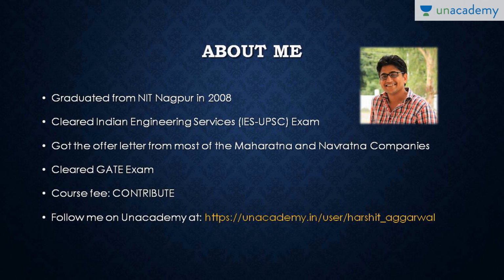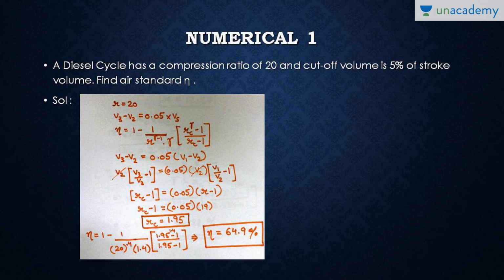To start with the very first numerical, it says a diesel cycle has a compression ratio of 20. As I have already told you, what is the compression ratio? In this numerical, compression ratio is given as 20. And one more thing is given, cutoff volume is 5% of stroke volume. Keep in mind, it is cutoff volume, not cutoff ratio. Cutoff volume is given as 5% of stroke volume, and what we have to find? We have to find the air standard efficiency.